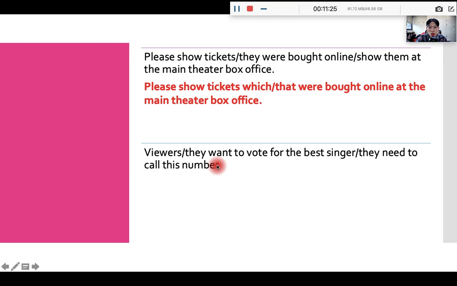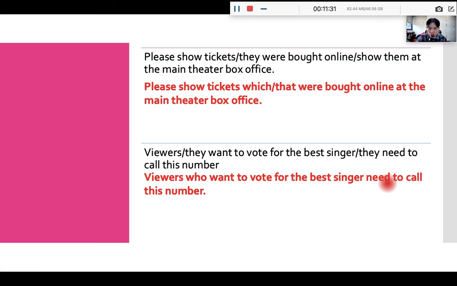Viewers, they want to vote for the best singer. They need to call this number. So if we put them together using a relative clause, it should be: viewers who want to vote for the best singer need to call this number. Okay, so who here refers to viewers. If we put it back to the relative clause, viewer takes the place of a subject. Again, it cannot be omitted.